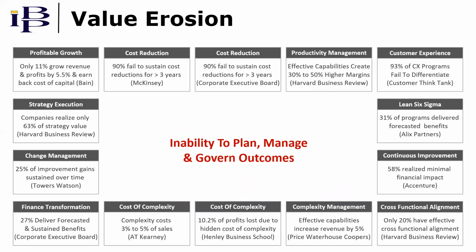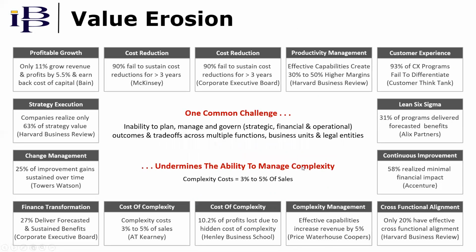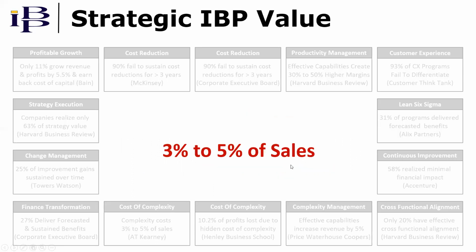And if you look at them, what's common to all these different research studies is an inability to plan, manage, and govern outcomes. And more specifically, this is the issue, the inability to plan from strategic, financial, and operational perspectives across functions and business units. And if you look at collectively all these things, the complexity costs really come in around 3 to 5% of sales. It really depends on which study that you look at. But there's just compelling evidence that a lot of companies are experiencing a value erosion because they don't have the ability to manage outcomes and manage complexity. So that's this 3 to 5% of sales, and you'll see me refer to that.